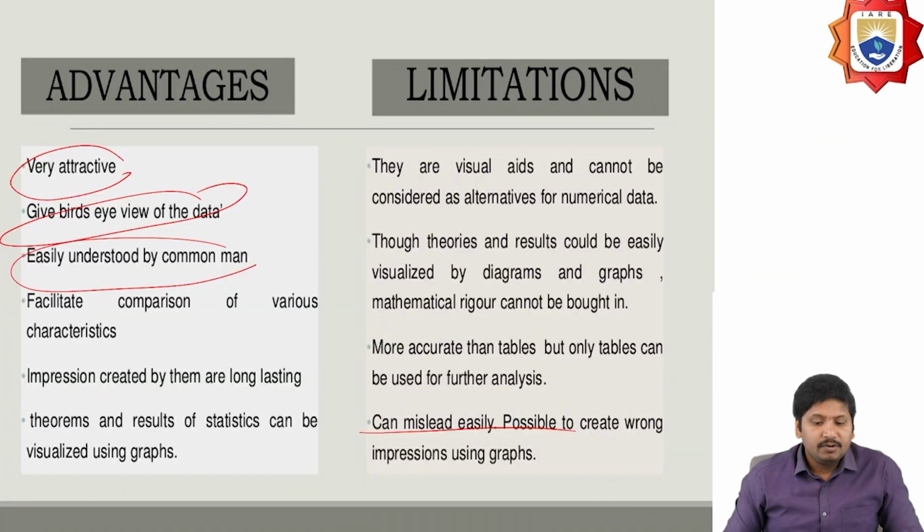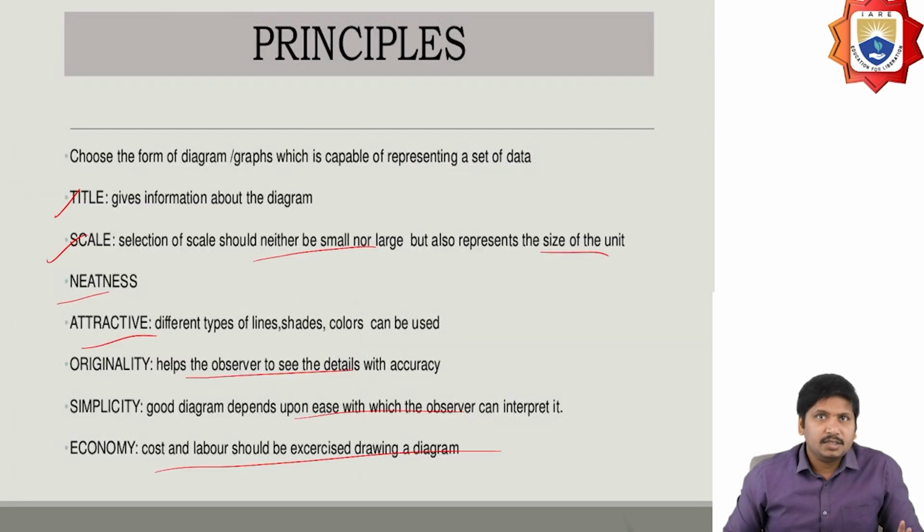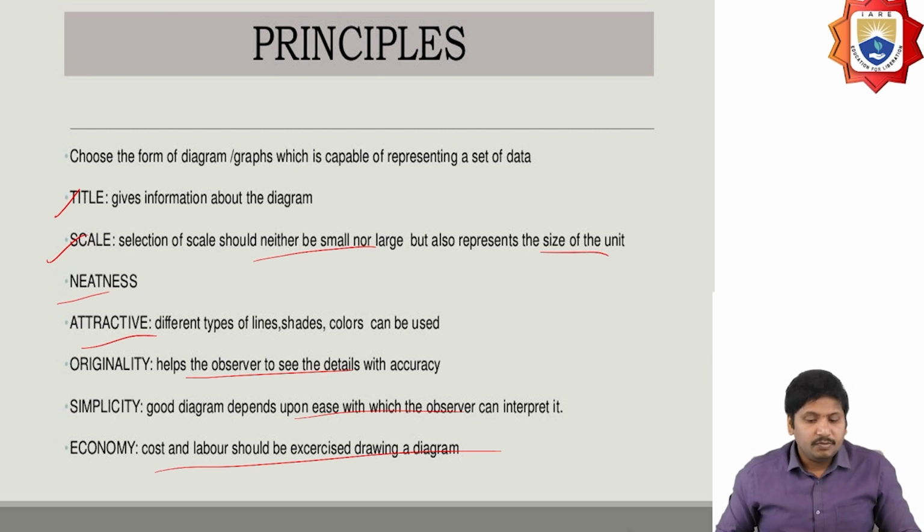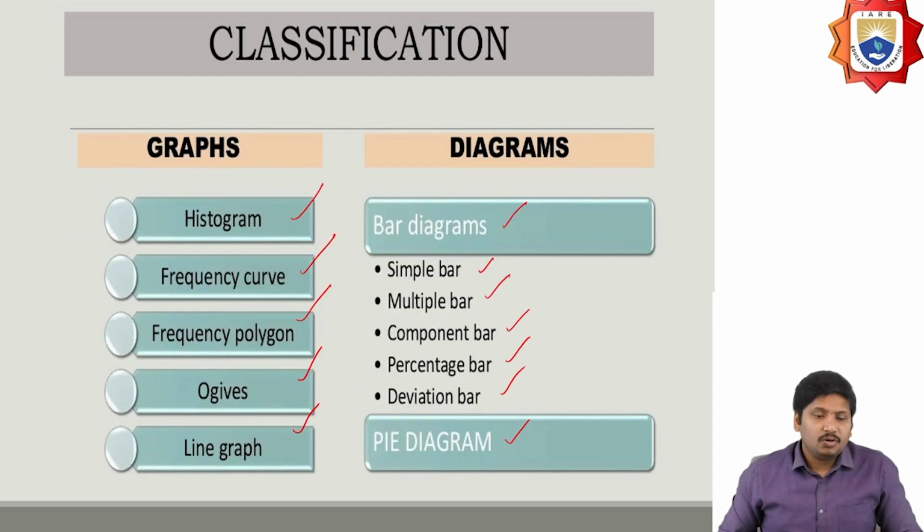Then the graph: advantages and limitations. A graph should be very attractive, give a bird's-eye view of the data, be easily understood by the common man, and facilitate the comparison of various characteristics. The principle is that you can follow different presentations of the data and classification. We normally have different types of graphs like histogram, frequency curve, frequency polygon, ogive and line graph, whereas in diagrams we have the bar diagram and pie diagram.